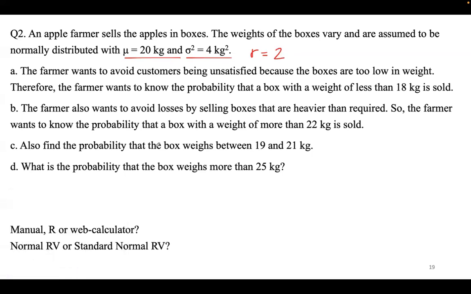Sigma is 2. Now there are 4 questions which are all very related. A farmer wants to avoid customers being unsatisfied because the boxes are too low in weight. So what's the probability that the boxes weigh less than 18 kgs? The farmer also wants to avoid losses, that the boxes are heavier. So they want to know what's the probability that a box would weigh more than 22 kgs. Find the probability that the box weighs between 19 and 21 kgs. And what's the probability that the box weighs more than 25 kgs?